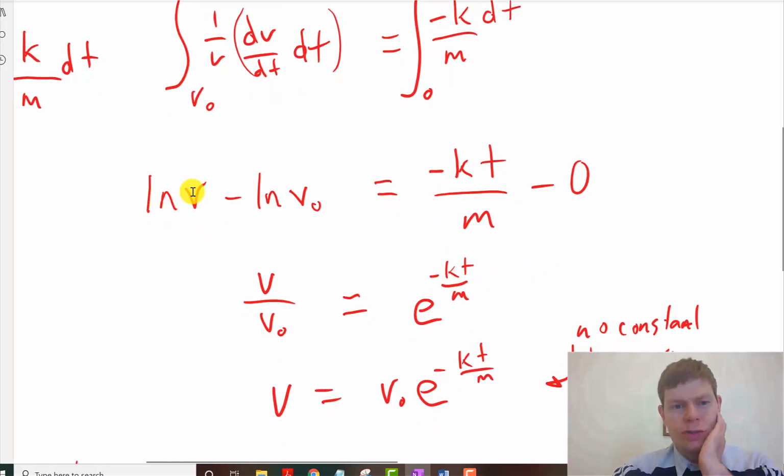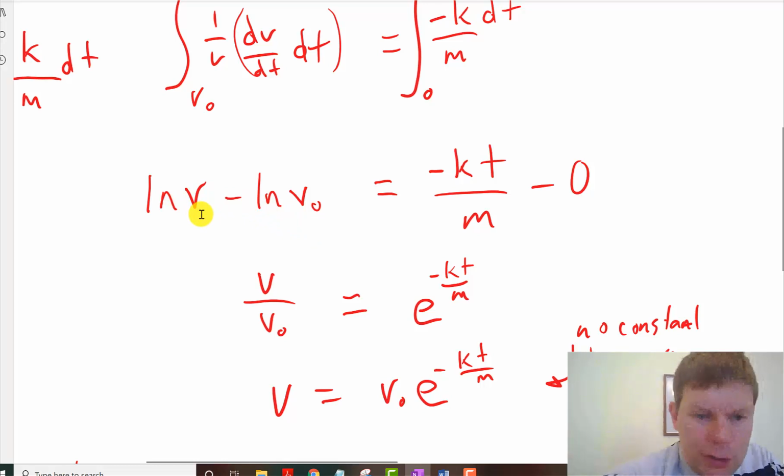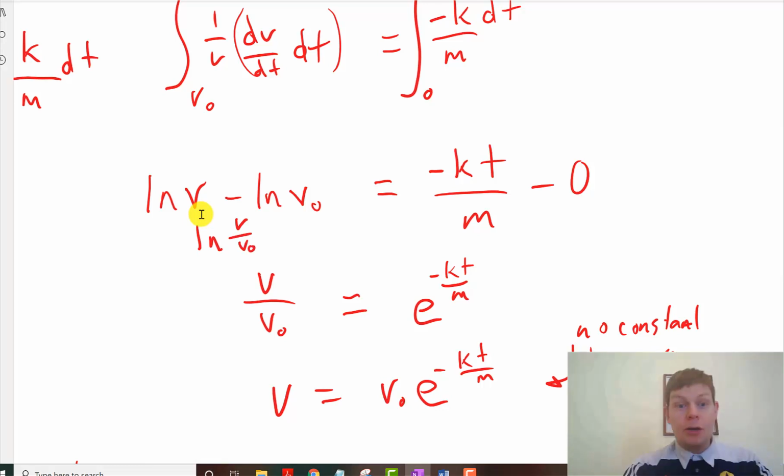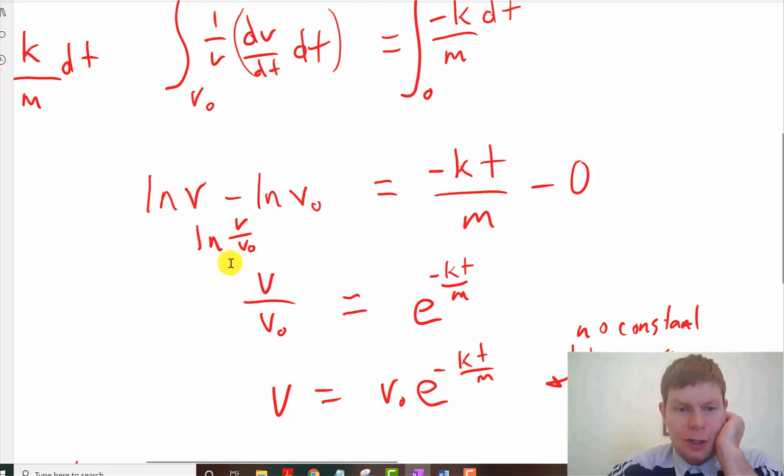Remember your log rules. Some log minus another log is the same as one log. I should maybe do another step, I sort of skipped a step there for you guys. It's the same as log of v over v naught. Anyway, if we do everything to the power of e, that'll cancel out our natural log, and we're left with v over v naught, and it puts all this to the power of the base of the natural log. We can multiply both sides by v naught, and we have our velocity formula.